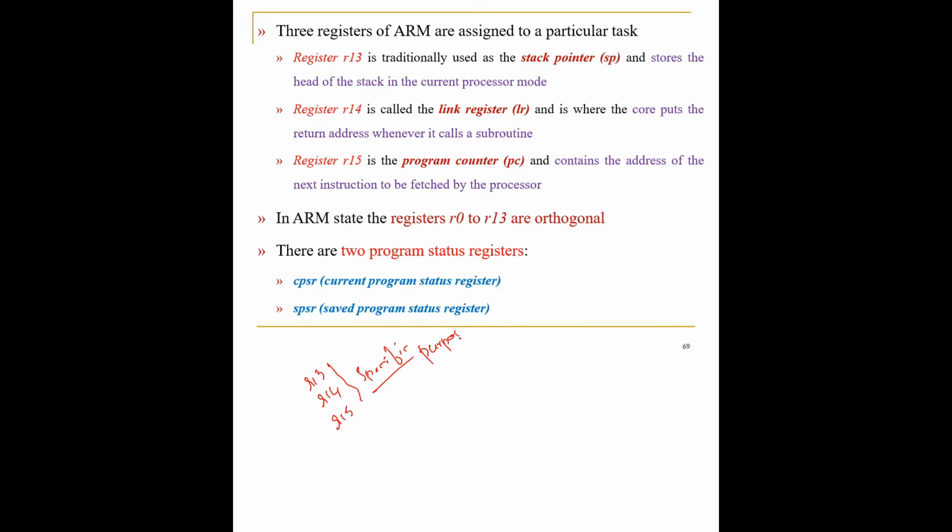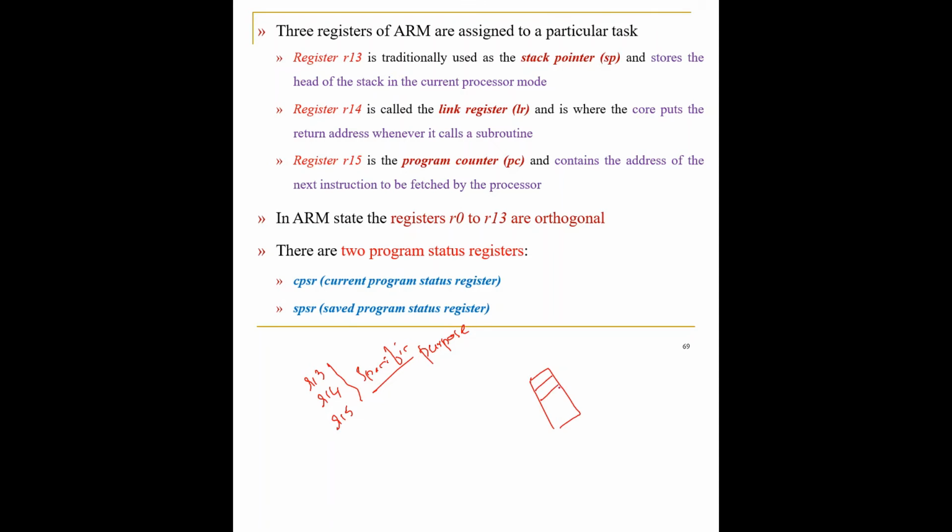So I cannot call them general purpose. If you are not using these registers for that particular specific purpose, I can use them as general purpose. So R13, R14 and R15 are specific purpose registers, and the purpose is given here. Register R13 is traditionally used as a stack pointer and stores the head of the stack in the current processor mode. So why do we use a stack here?